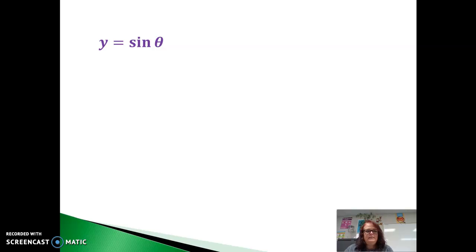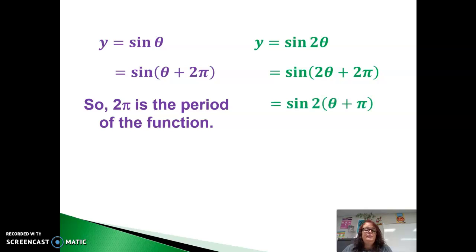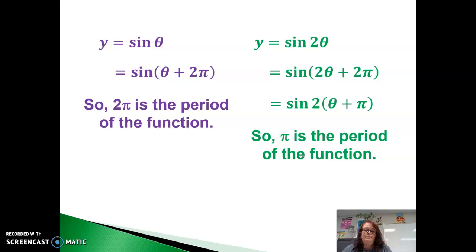So here's what happens if we have y is equal to sine of theta. Remember we said it's periodic because it's equal to the sine of theta plus 2 pi. So 2 pi is a period of sine of theta. So in this case, we have y is equal to sine of 2 theta. So again, just like in the previous one, we can say that that's the same as 2 theta plus 2 pi. So if I factor out the 2, that leaves me with theta plus pi. And what that tells me is that pi is now the period of my sine function instead of 2 pi.